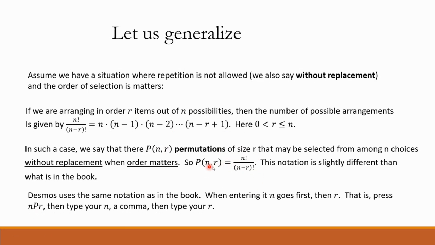If you have this in your calculator, I know Desmos has a calculator built into it, and they use the book's notation. You enter your n first and a comma, then you type in r, and you press enter. I'll show you near the end of class. That's what happens. So again, this is without replacement, so no repetition, and order matters.